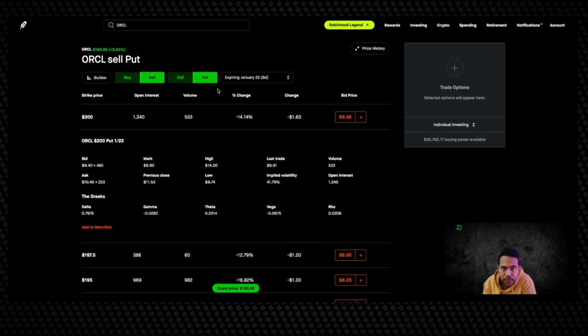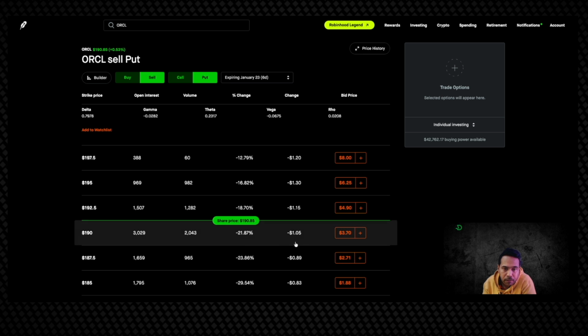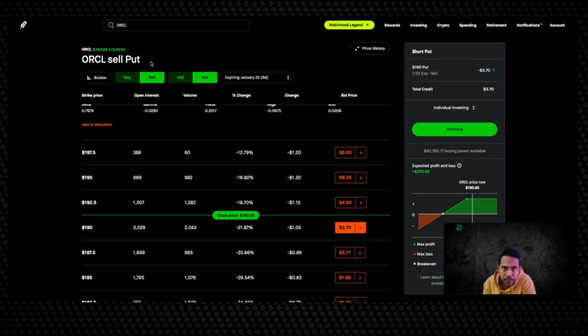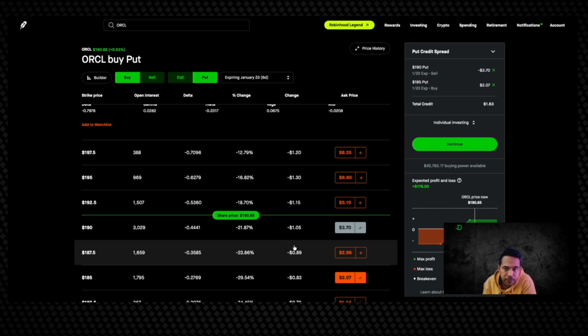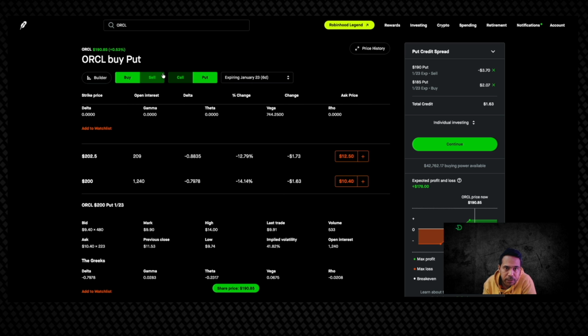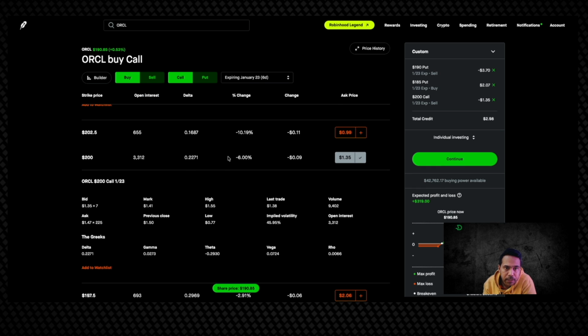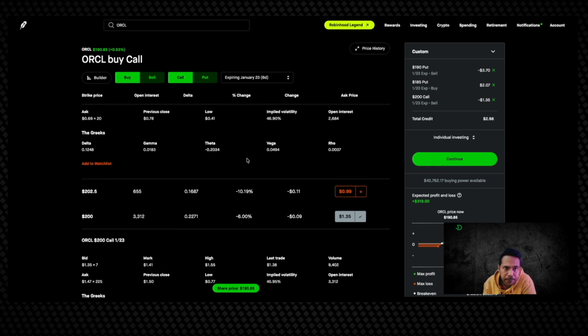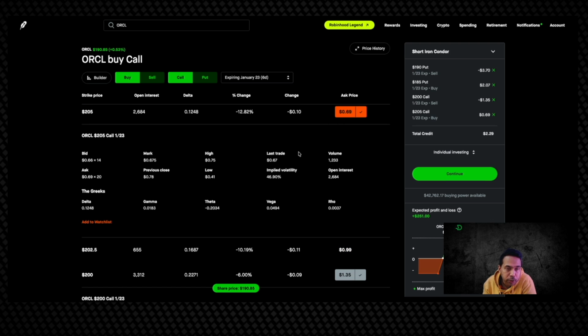That's basically you sell a put for the next week. Let's say you want to do 190 here, and then you buy the put at 185, and then on the call side you sell a call at 200, and then you buy at 205. So this is going to tell you it's a short iron condor.